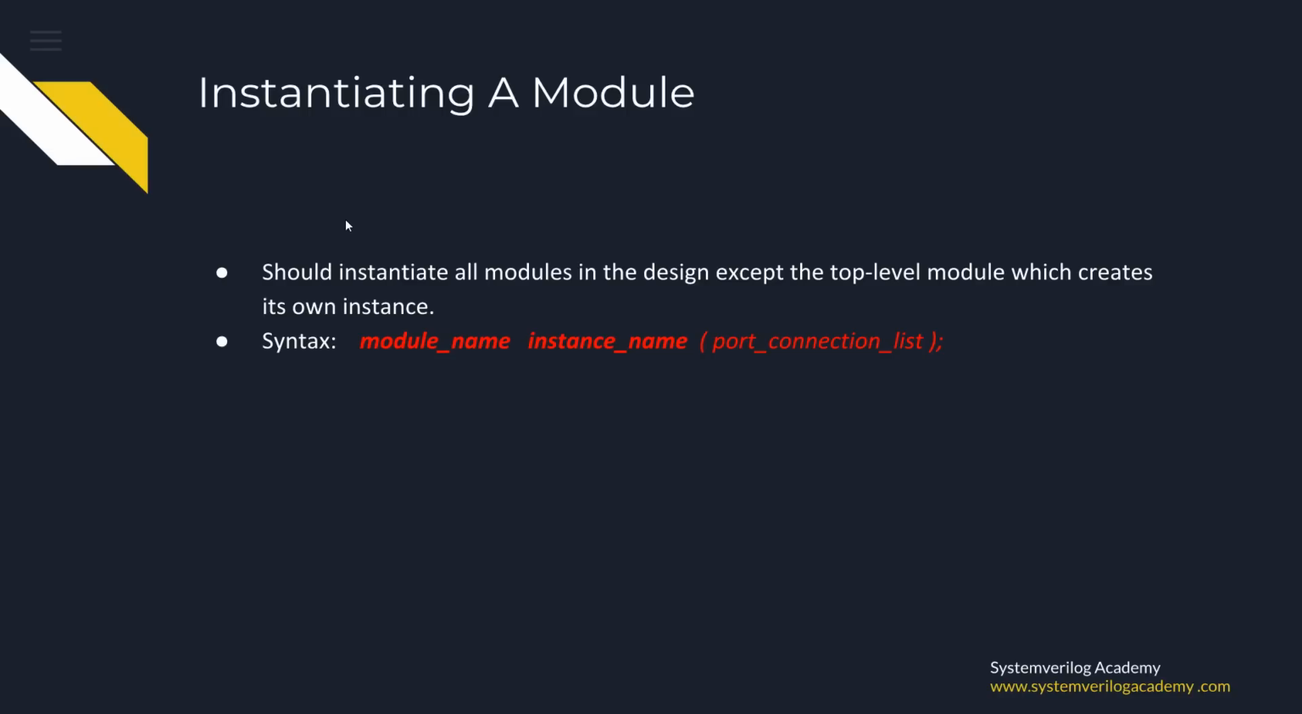This is the syntax to instantiate a module: module name, instance name and port list. It is possible to instantiate the same module multiple times in the program, but each instance should have a different instance name. For example, you will write a module to generate a FIFO, and create multiple instances of the FIFO wherever you need to use a FIFO.